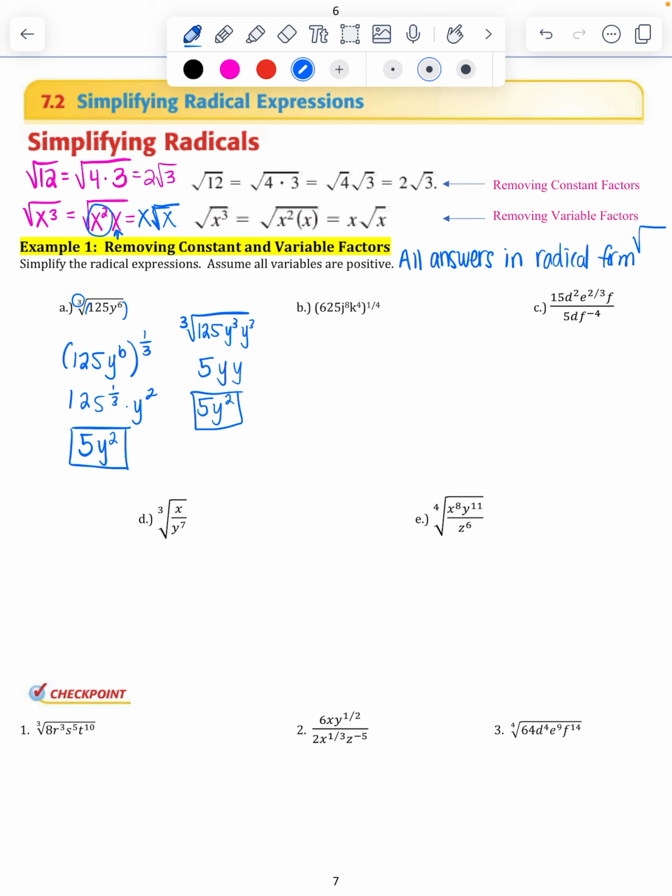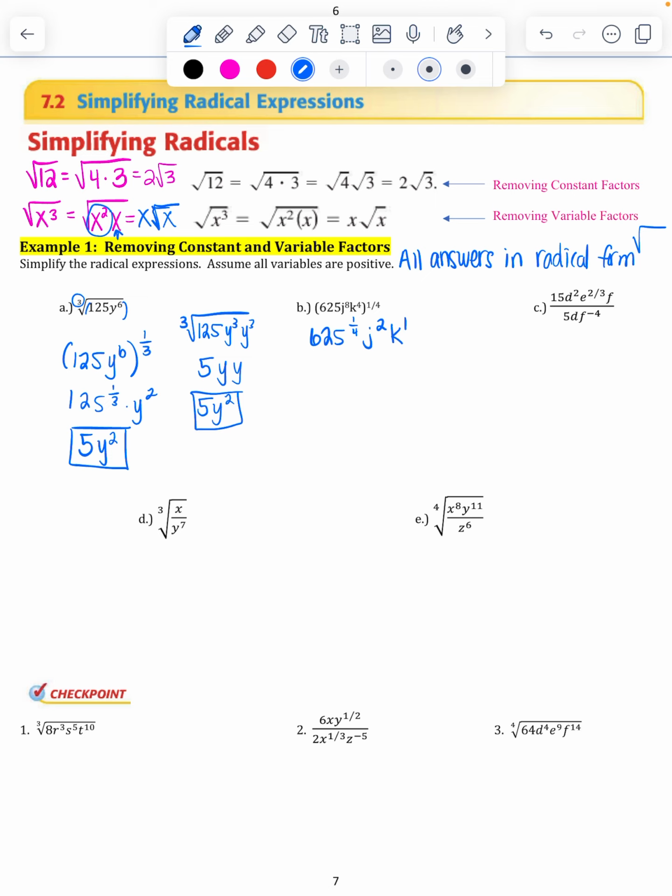Next one, we have here 625 j to the 8th, k to the 4th, all raised to the 1/4 power. I'm just going to use the power rule and use the first method. So this is going to be 625 to the power of 1/4, j to the power of 8 times 1/4 is 2. And then k to the 4 times 1/4 is 1.